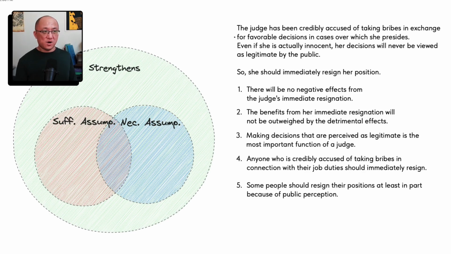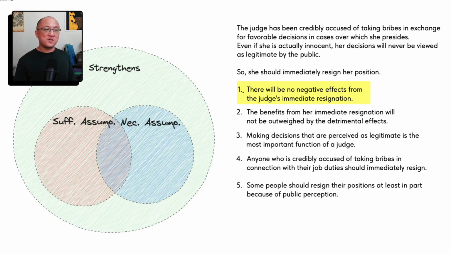Now, I'm sure that there are more assumptions going on, but that's just what comes to mind when I read this argument. So let's take a look. Number 1, there will be no negative effects from the judge's immediate resignation. So let's see. If this were true, I can see how this would help the argument, because if there are no negative effects from the judge's immediate resignation, then that's basically saying there's no downsides to her resigning. So that doesn't guarantee that she should resign, though. So it's not sufficient. But it does help this argument by helping the recommendation by getting rid of the downsides.